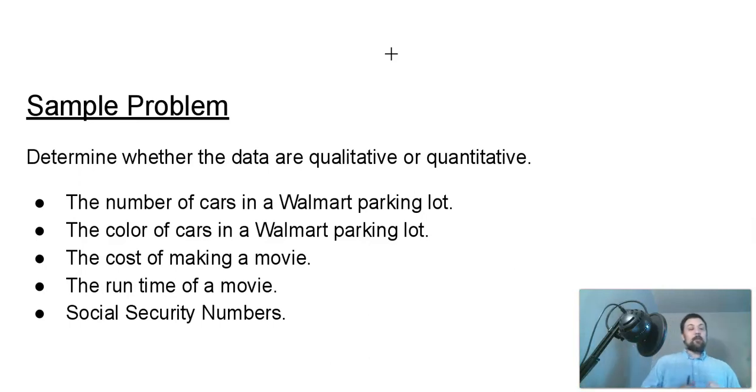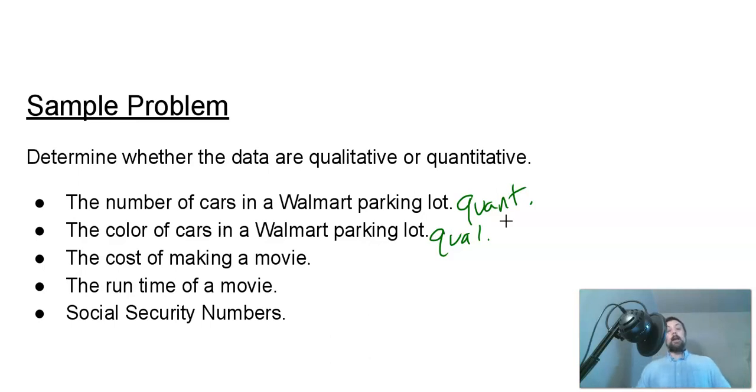Determine whether it's qualitative or quantitative. The number of cars in a Walmart parking lot, it's a counting thing, right? We're counting the number of cars. It's a numerical measurement. And so this is quantitative. I'm just going to abbreviate quant and qual. The color of the cars in a Walmart parking lot, well, we already kind of talked about colors being qualitative, right? It's a label. So qualitative for the color of the cars.